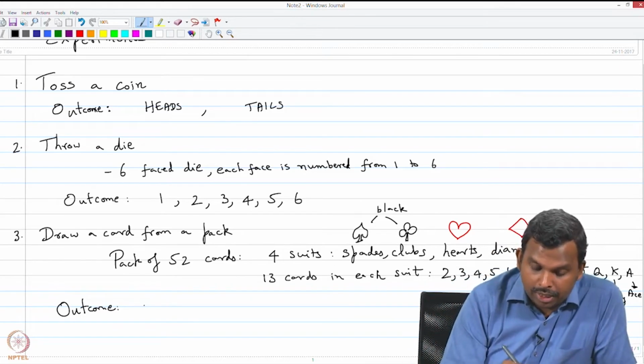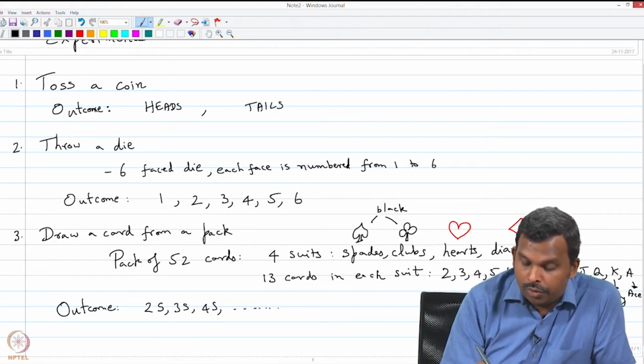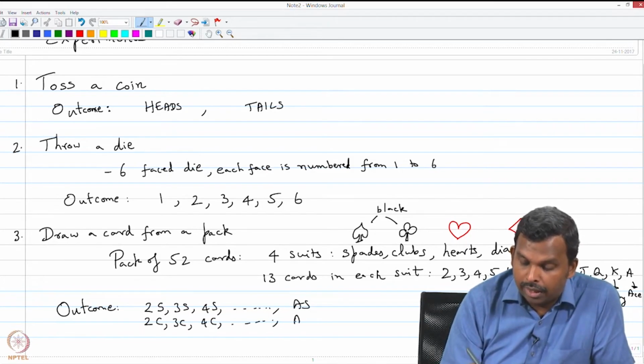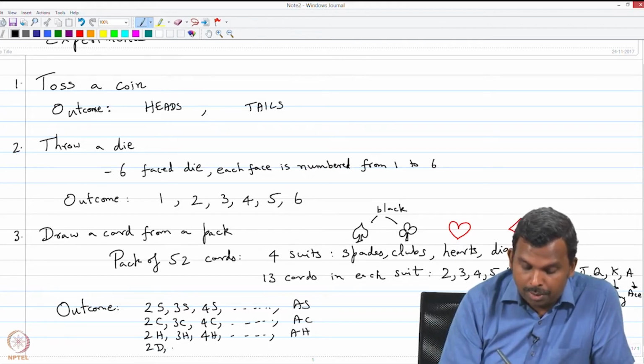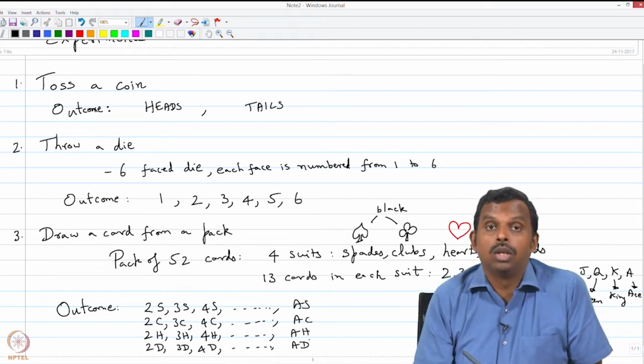How does that work? It could be 2 spades, 3 spades, 4 spades all the way till ace of spades, or it could be 2 clubs, 3 clubs, 4 clubs all the way till ace of clubs, or it could be 2 hearts, 3 hearts, 4 hearts all the way till ace of hearts, or it could be 2 diamonds, 3 diamonds, 4 diamonds all the way till ace of diamonds. So, there are 52 outcomes. This is how it works.